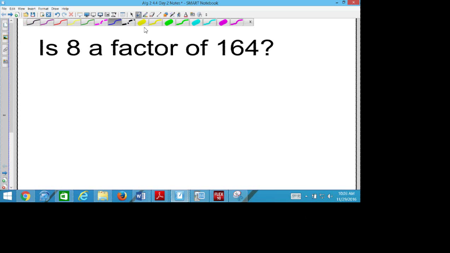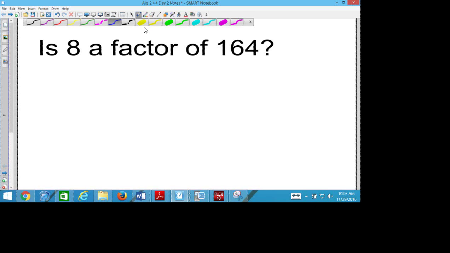Let's pretend we don't have very good math skills. I mean, I know you all do. But let's pretend. How else could you tell if 8 was a factor of 164? How else? Just guess. A guess and check type of thing, maybe. I know that might take a little bit, but I don't want to take a little bit. I want to be lazy. I want to be efficient.